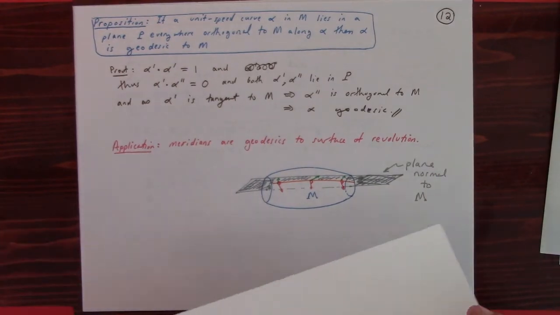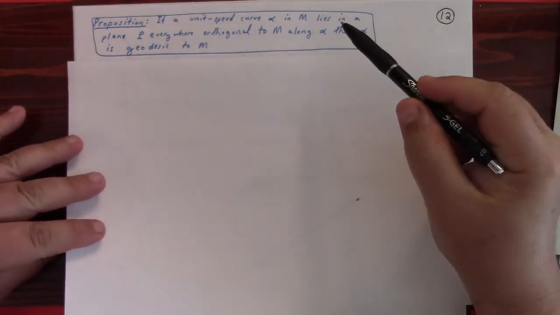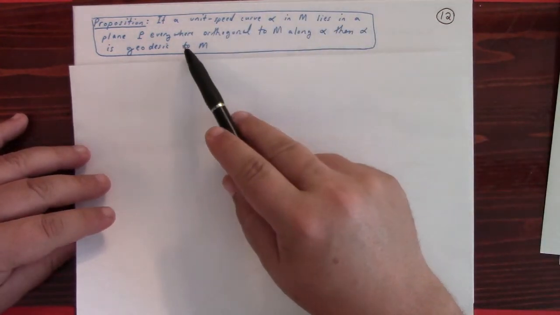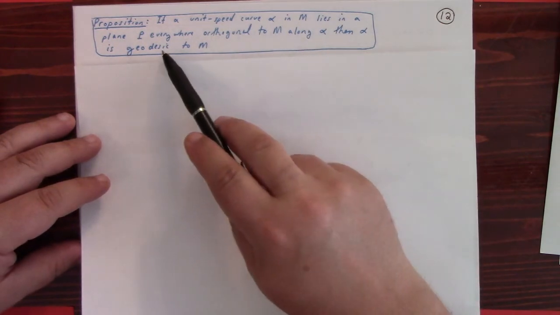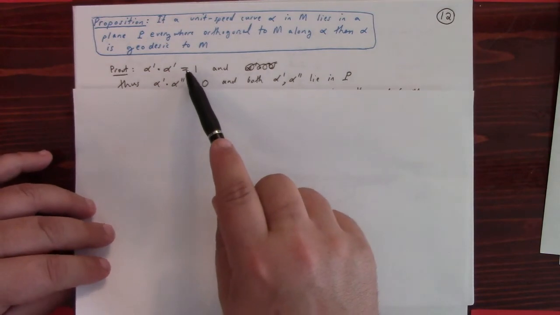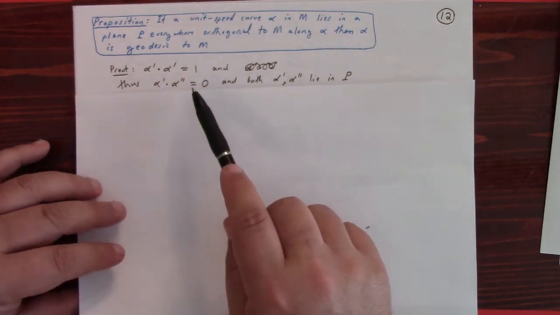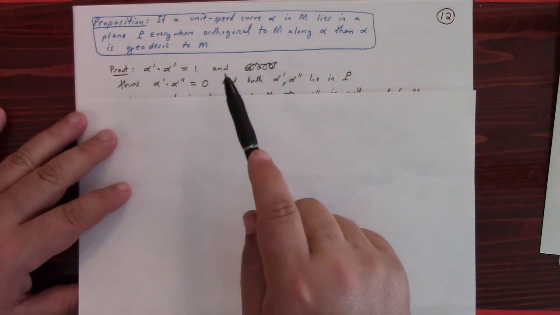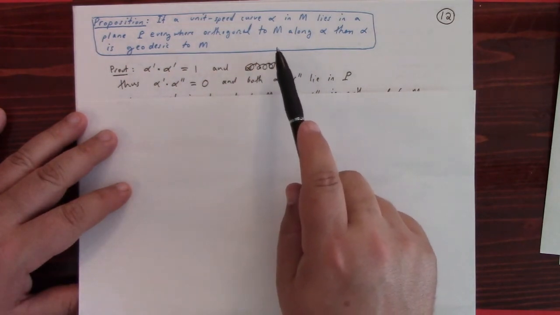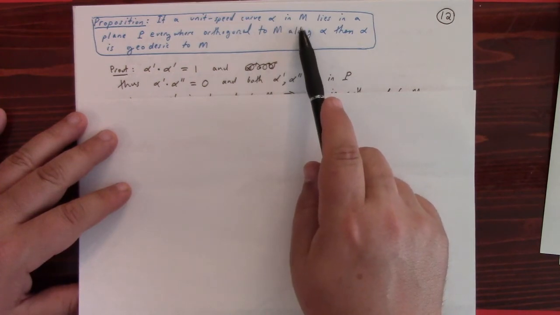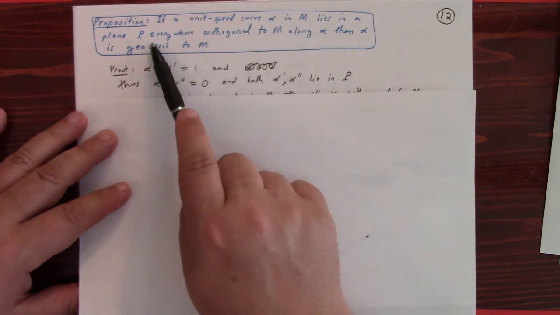Proposition: if a unit speed curve alpha in M lies in a plane P everywhere orthogonal to M along alpha, then alpha is a geodesic of M. So, okay, if it's unit speed, that means that the acceleration is perpendicular to the velocity. But let's see here, what else did we know? The curve lies in M, but it also lies in P, right?